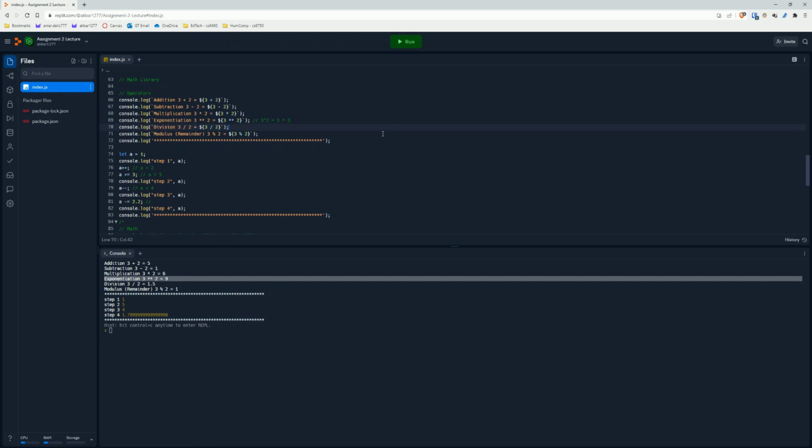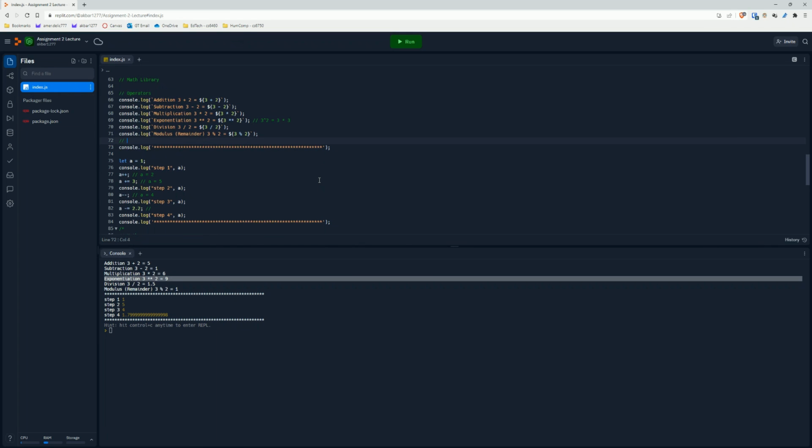Next, we have division. That's going to be 1.5, 3 divided by 2. Modulo is the remainder operator, and this is the remainder of the division. This one is not really used too much. Most of the time you will use this is if you want to check if a number is even or if something is divisible by something else.